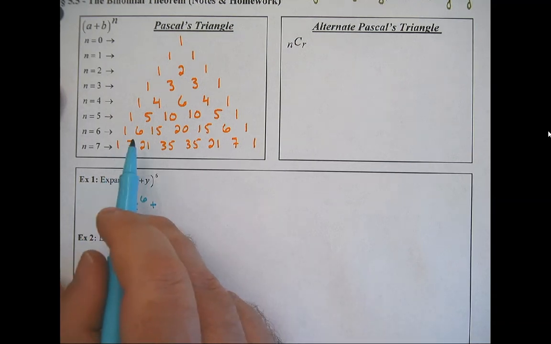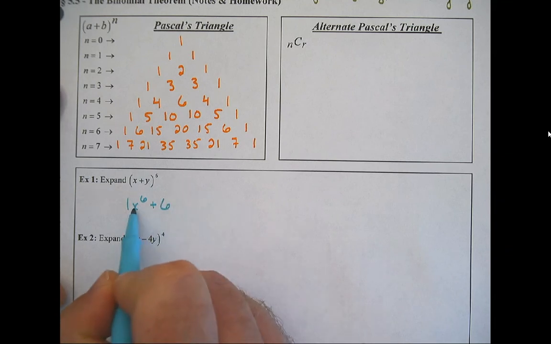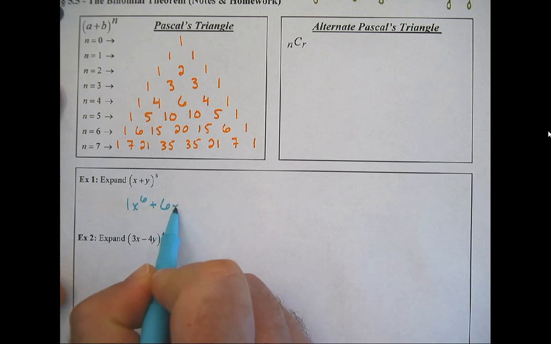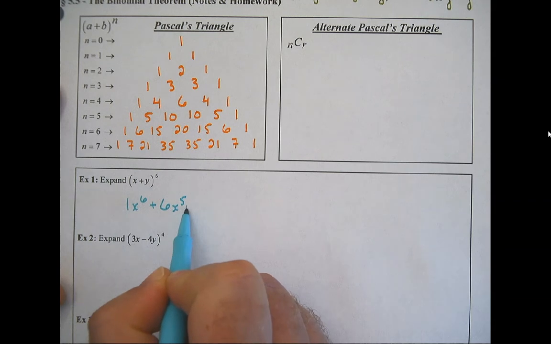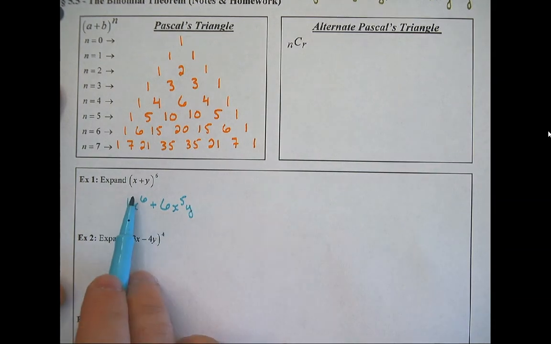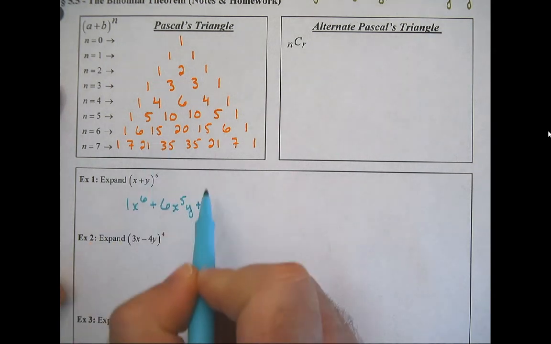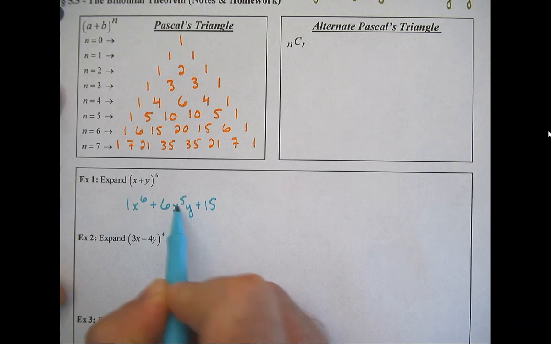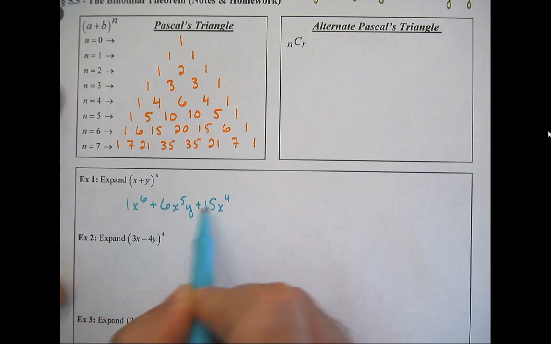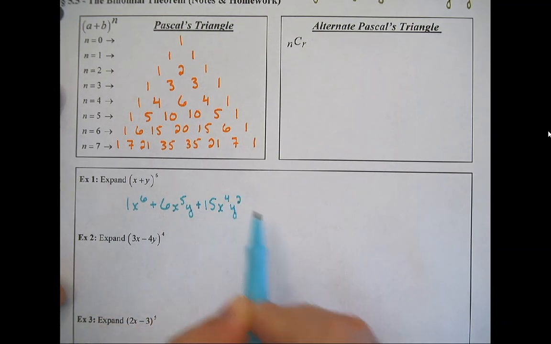My next term is 6. Now this term goes down by 1, and the second term goes up by 1. So there were 6 x's before, now there are 5. There were no y's before, now there are 1. Plus, my next coefficient is 15. The x goes down by 1. The y goes up by 1 in exponents.